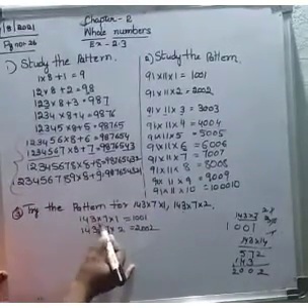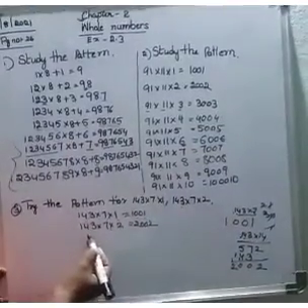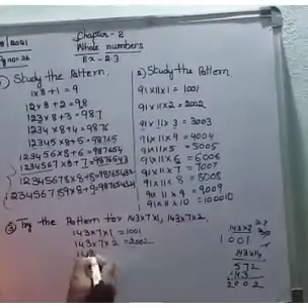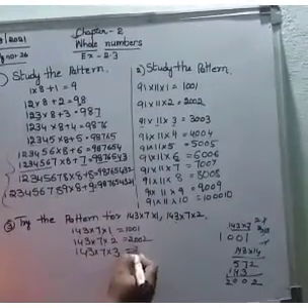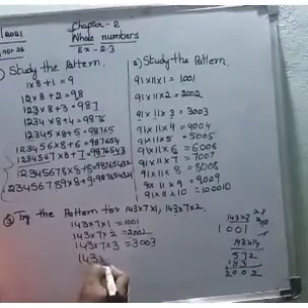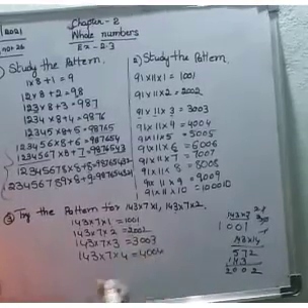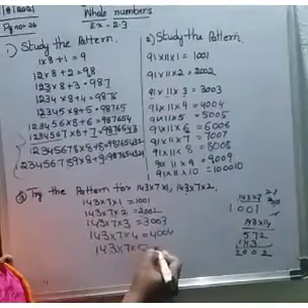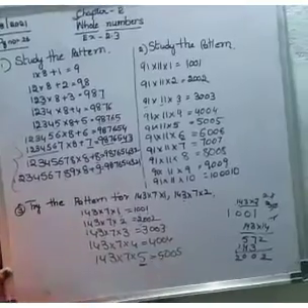Here 143 into 7 into 1 equals 1001. 143 into 7 into 2 equals 2002. What is the next pattern here? 143 into 7 into 3 equals 3003, right? Next, 143 into 7 into 4 equals 4004. 143 into 7 into 5 equals, here 5 is there now, so we have to get 5005.